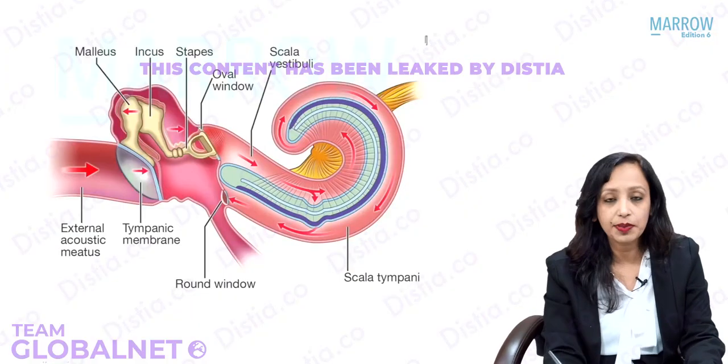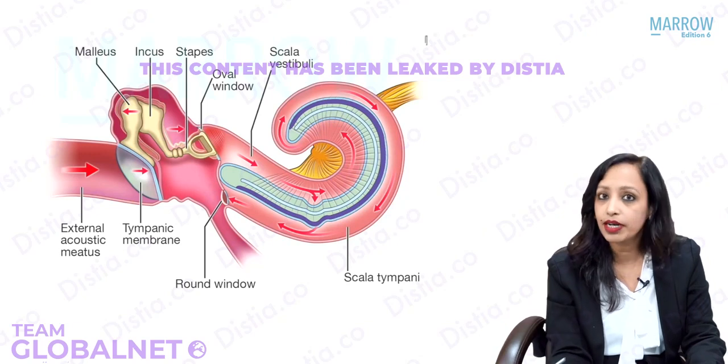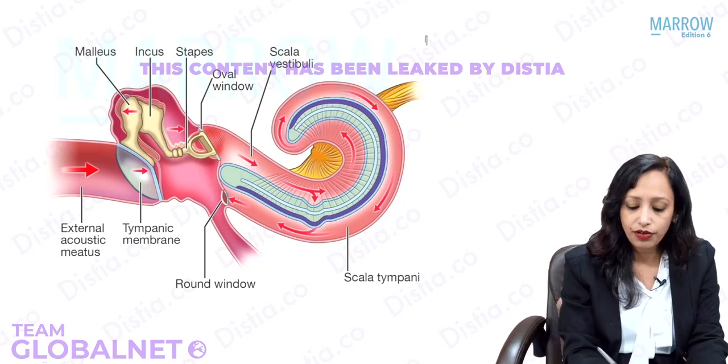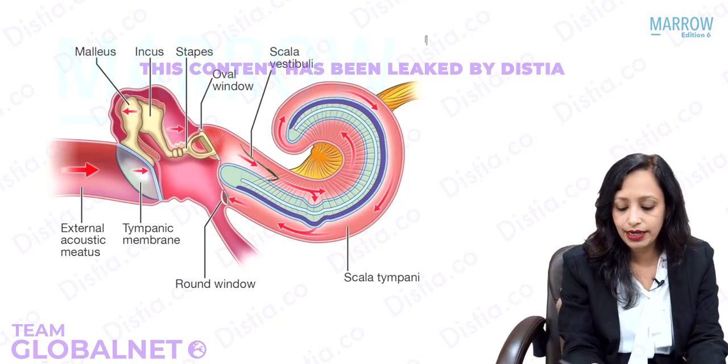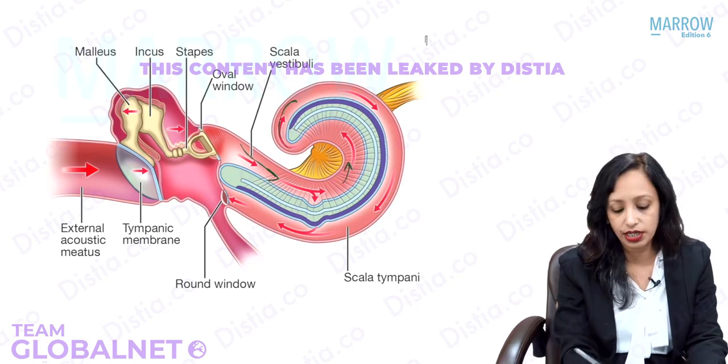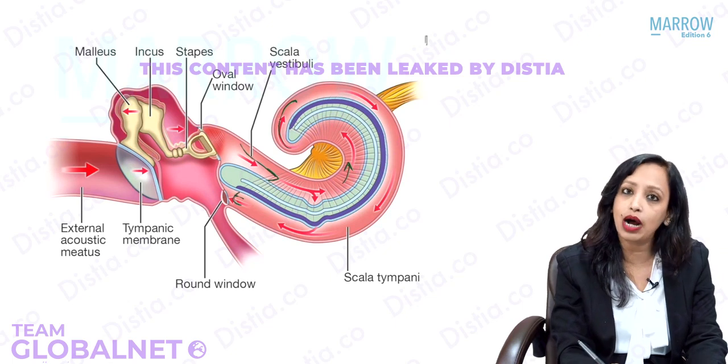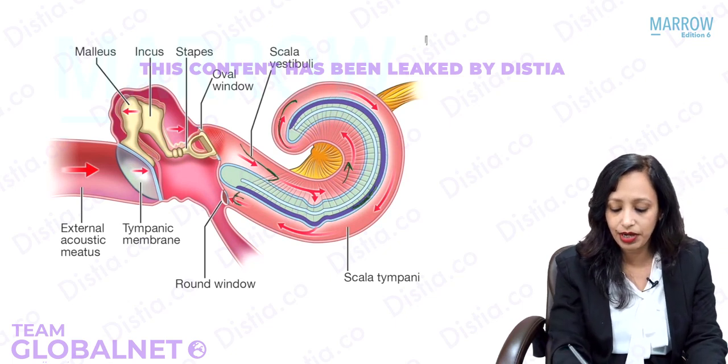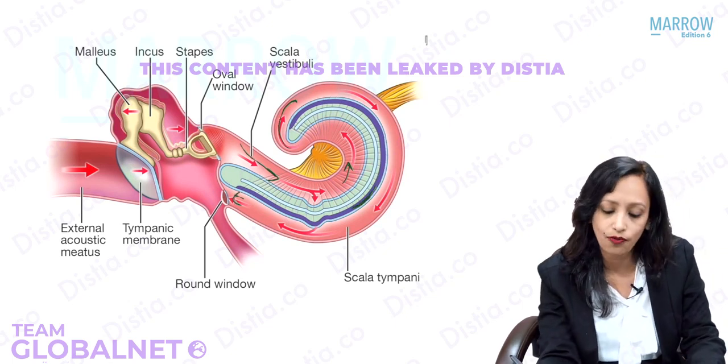As we can see in this picture, this is what we did when we did the anatomy of the inner ear also: when the footplate moves, the vibrations go in this direction in the scala vestibuli, and then through the helicotrema in the reverse direction in scala tympana, and the round window moves out. So this stimulates the basilar membrane on which is present the organ of Corti.